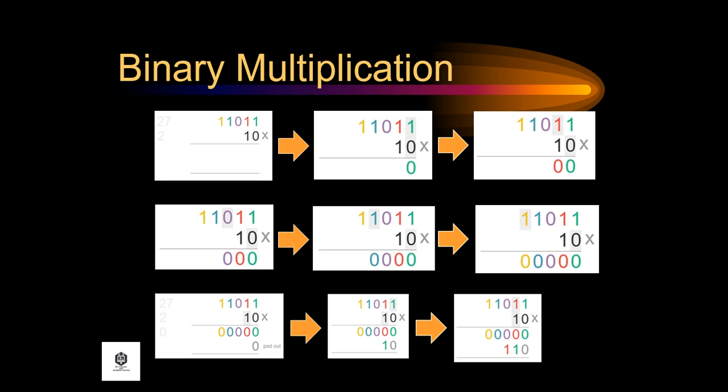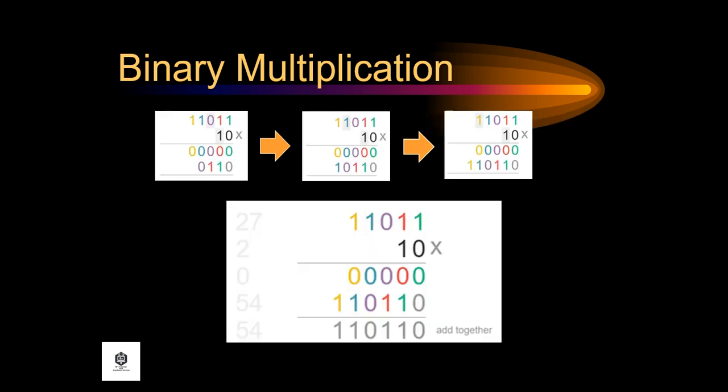1 times 1 is equal to 1. Then next column, 1 times 1 is still equal to 1. Next column, 1 times 0 is equal to 0. Then 1 times 1 is equal to 1. Then last column, 1 times 1 is still equal to 1.